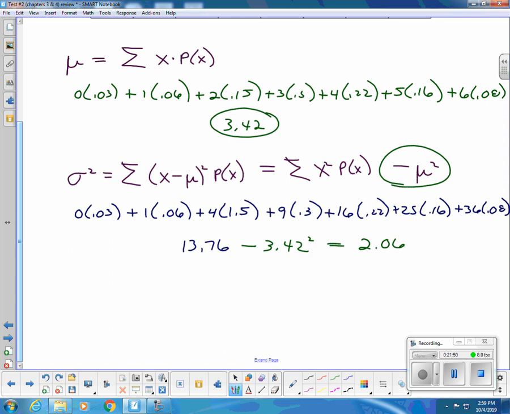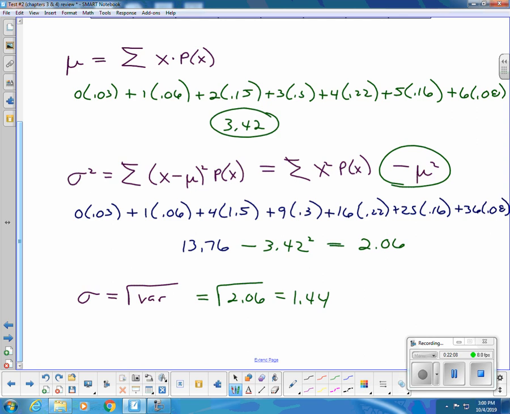And then remember, our variance is 2.06. The standard deviation is the square root of the variance. Always, always, always. And you get 1.44. Okay?